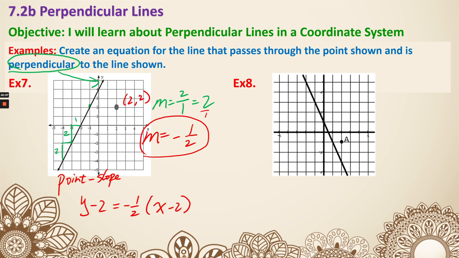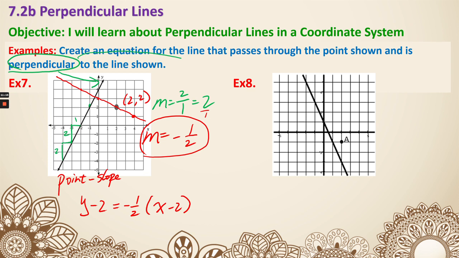And you can simplify it to graph it, but basically, instead of going this direction, we are going to go this direction, and that will actually form a line perpendicular to the one that's given. That's example 7. Example 8.